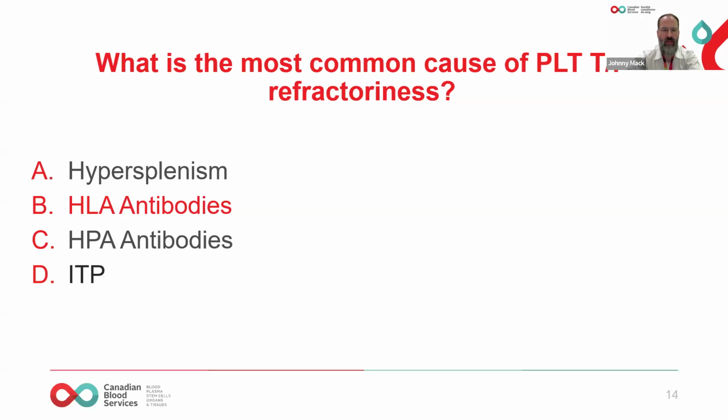And although ITP is a cause of immune platelet refractoriness, platelet transfusions are often not given as routine treatment of ITP, and so it is not as common a cause of the platelet refractoriness that we see. And hypersplenism, as we covered, is not an immune mechanism; it's a non-immune mechanism of platelet refractoriness.